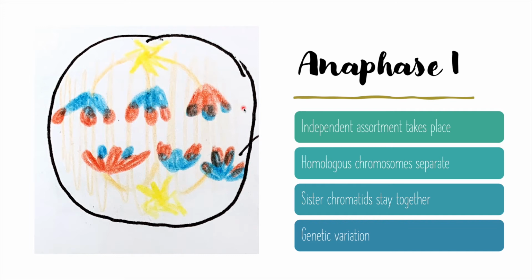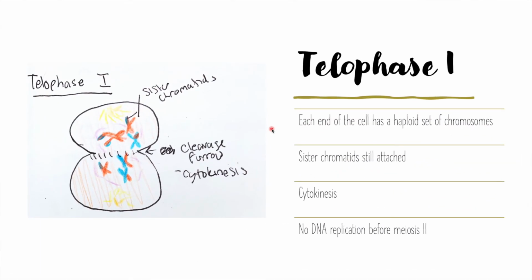Therefore, genetic variation increases. In telophase 1, each end of the cell now has a haploid set of chromosomes, each composed of two sister chromatids attached at the centromere. Keep in mind there are also regions of non-sister chromatids because of crossing over. After meiosis 1 is complete, cytokinesis takes place with the cleavage furrow in animal cells. It is important to remember that no DNA replication occurs before meiosis 2.